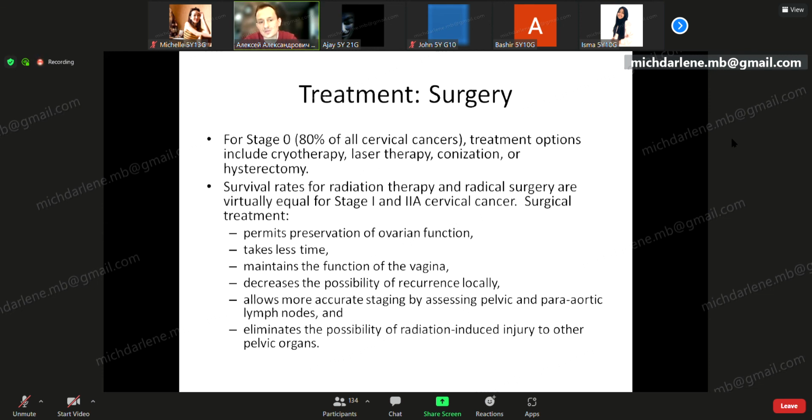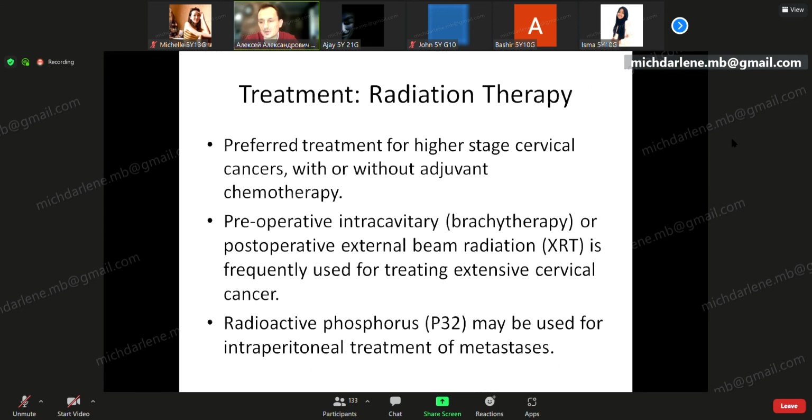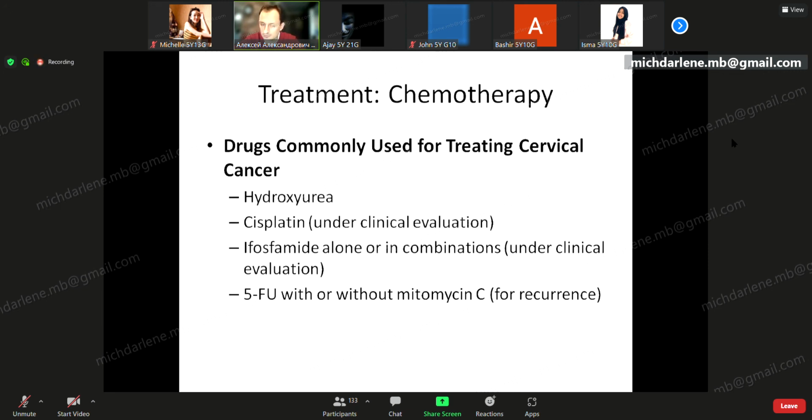How to treat, guys? Of course, surgical treatment. Only in stage 0 can we talk about organ-keeping operation. In stage 1 and later we need to remove everything: hysterectomy with adnexa to stop the spreading of possible metastasis. Radiotherapy could be done, chemotherapy could be done.